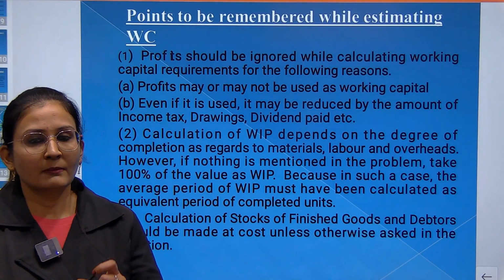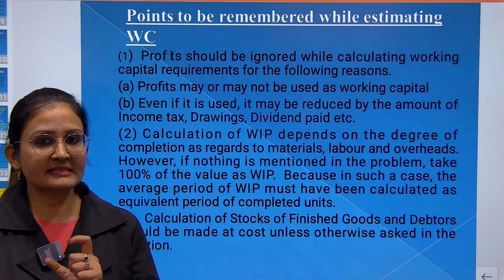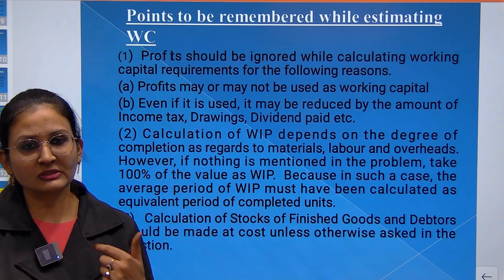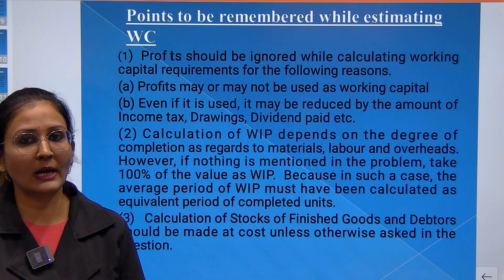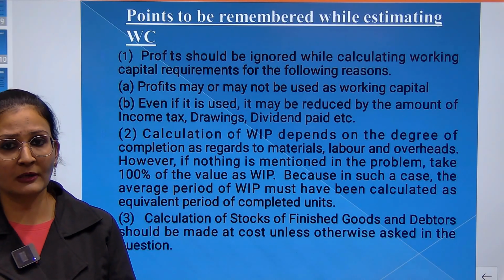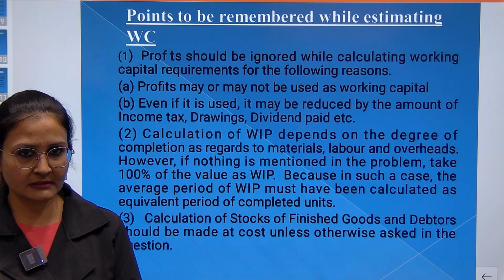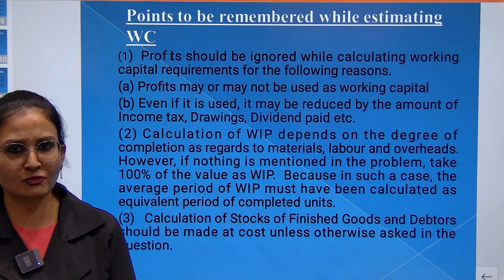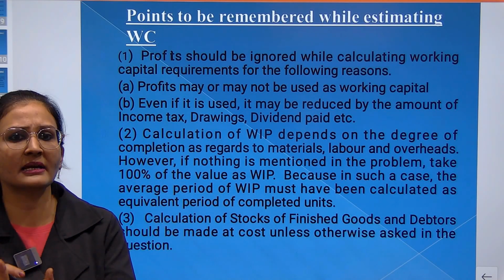Now, points to be remembered while estimating working capital. This is very important. The first one is that profit should be ignored while calculating working capital requirement, for the following reason. Profit may or may not be used as working capital. Even if it is used, it may be reduced by the amount of income tax, drawings, dividend paid, depreciation, etc.